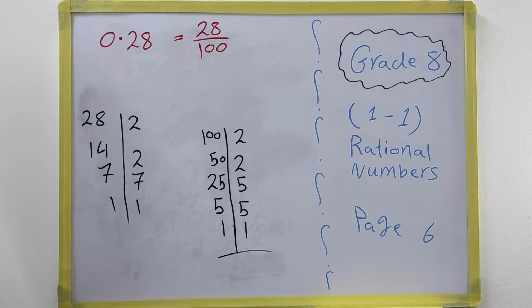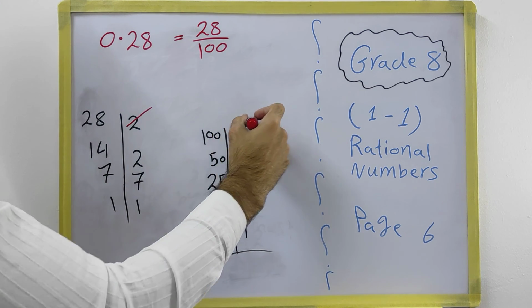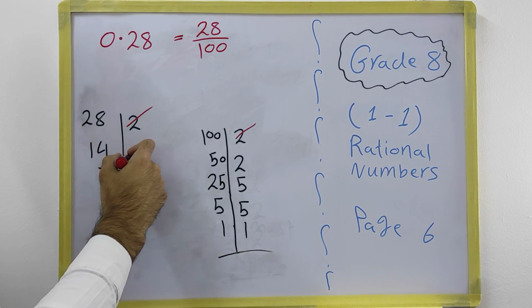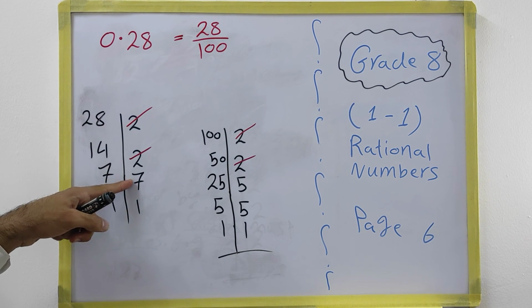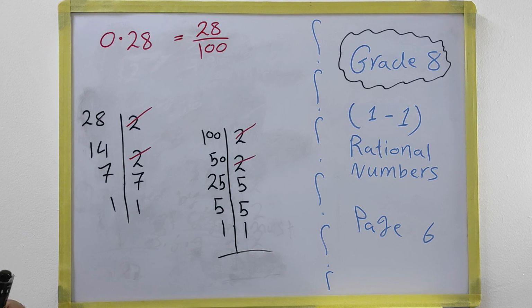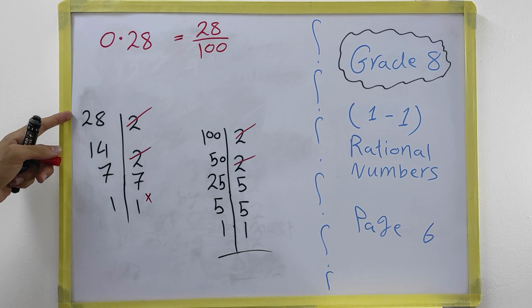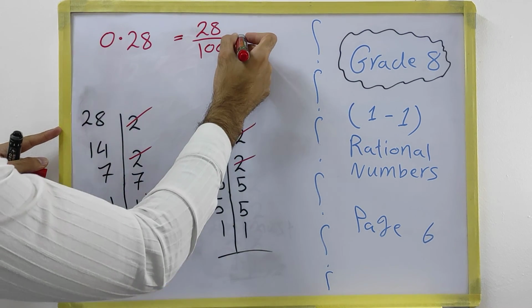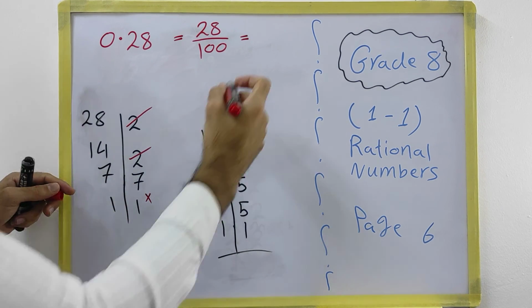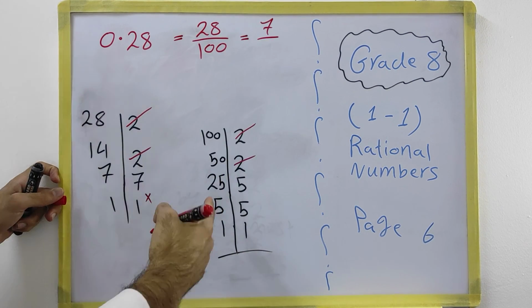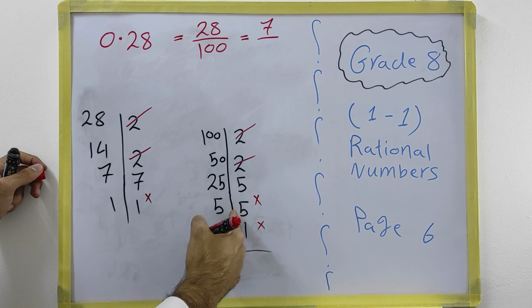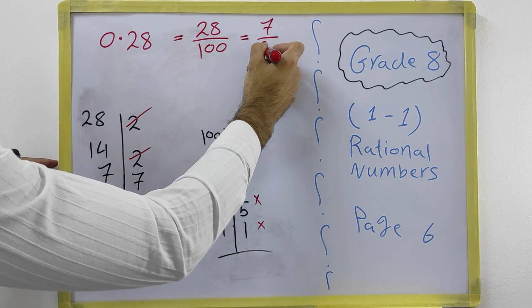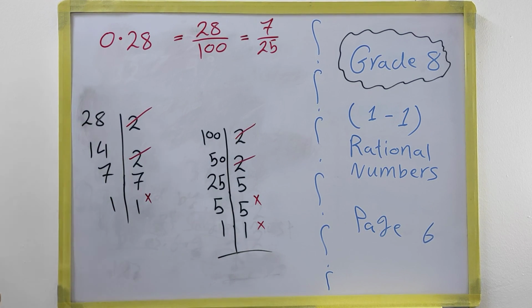Now again we take out the common factors between them. In the last step, 2 and 2, 2 and 2 again. Here we have 7, here we have 5, 5. We can't simplify more. In the numerator we have 28. Here we just have 7 multiplied by 1, 7. On the other side, which is 100, 5 multiplied by 5 by 1, 25. This is the simplest form of it.